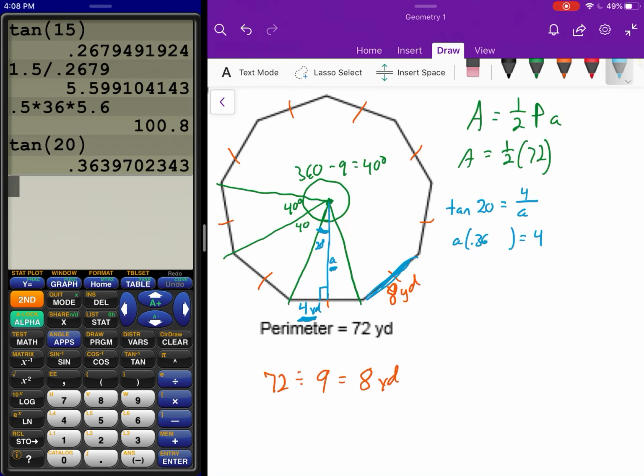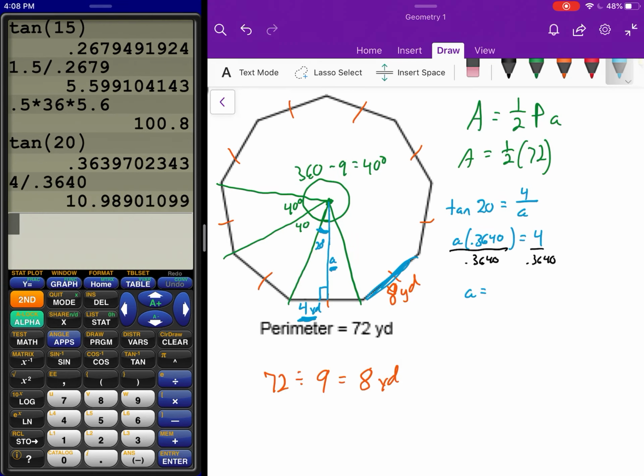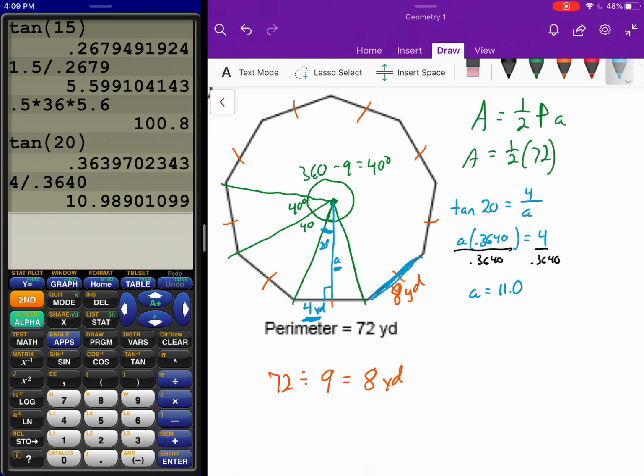At the same time, I'll go ahead and type in tangent of 20. So this is 0.3640. Divide both sides by that, and we'll have the value of a. So 4 divided by 0.364 gives us 10.989. Well, that's going to actually round up to 11.0. So the apothem is 11.0 yards.